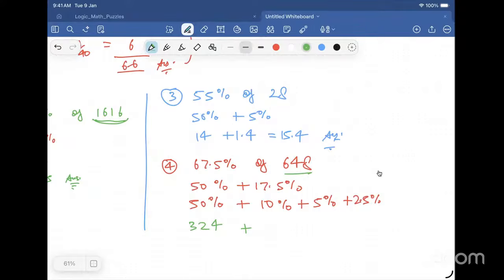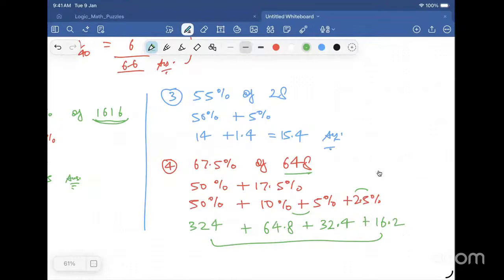So, here we are. 10% of anything is basically what? You just put a point before that number. It's 1 by 10. So 10% of 648 is 64.8. Now, the moment we have calculated 10% of something, its 5% will be half of 10%. That is half of 64.8, which is 32.4. And 2.5% will be half of 5%. Half of 32.4 will be 16.2. And we add all of it.